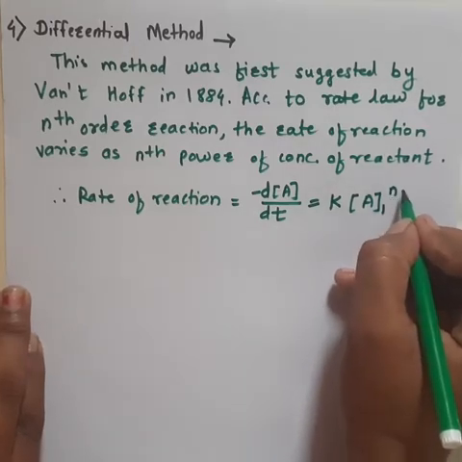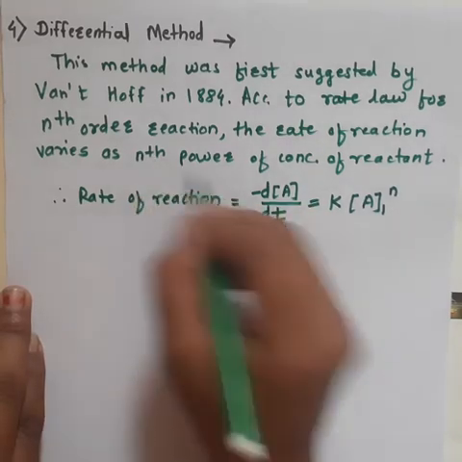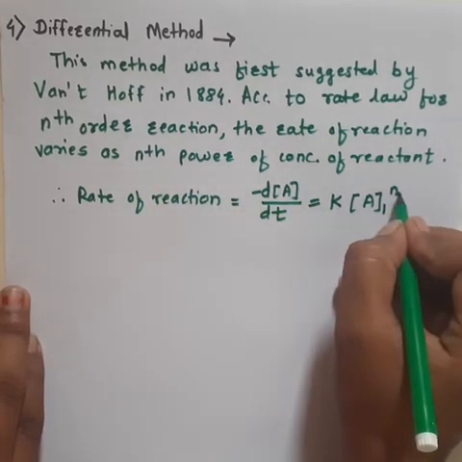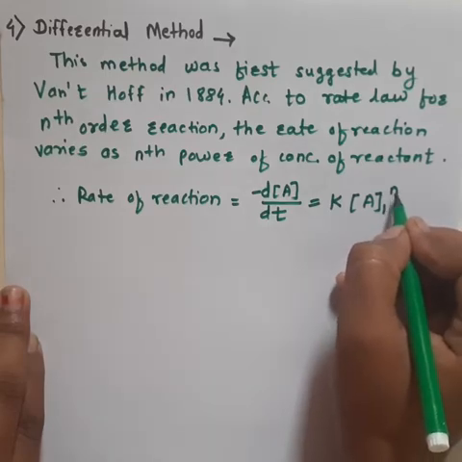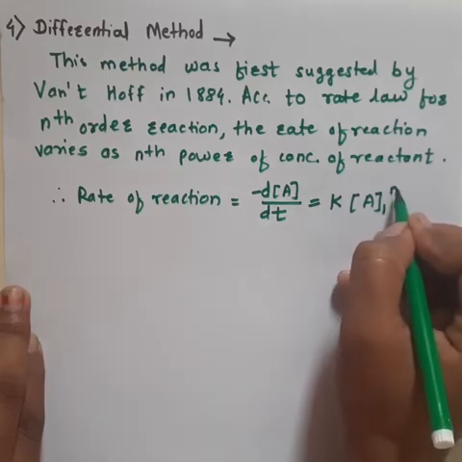If N is equal to 1, we can say that this reaction is first order. If N is equal to 2, it is second order. If N is equal to 3, the reaction is third order.